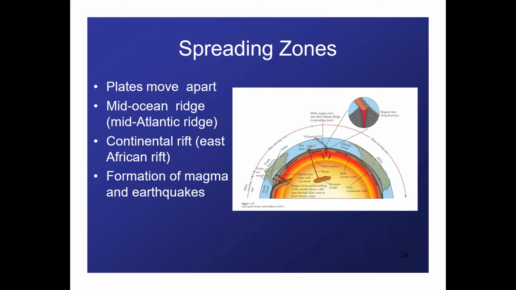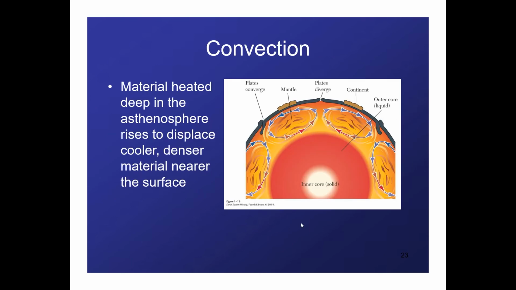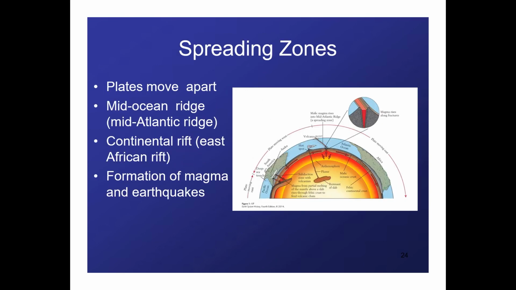So this convection, again, the two main plate boundary types, as I outlined here, you have the divergence and the convergence. That leads to spreading zones and subduction zones. Spreading zones are where plates move apart, and this happens at mid-ocean ridges and continental rifts. Mid-ocean ridge like the mid-Atlantic, or a continental rift like the East African rift.